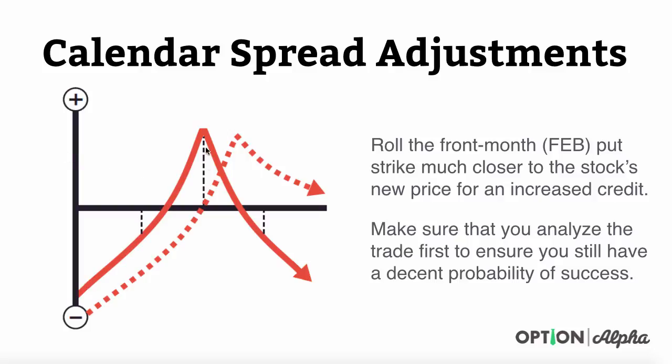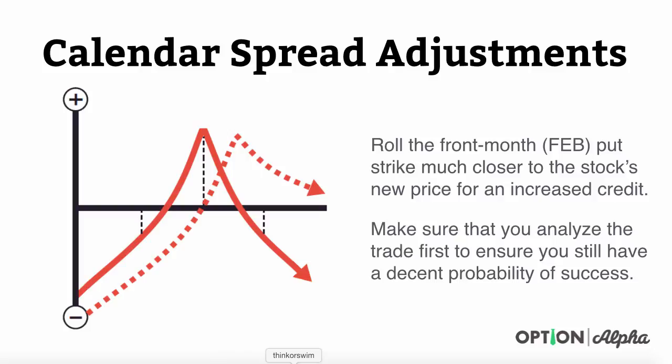But the whole idea is that we're taking this original calendar spread, which is in red, and we're shifting it and tilting it higher, which is the dotted calendar spread adjusted profit and loss diagram. Again, just assuming that the stock rolls higher a little bit. We want to take advantage of that by moving up that front month contract.